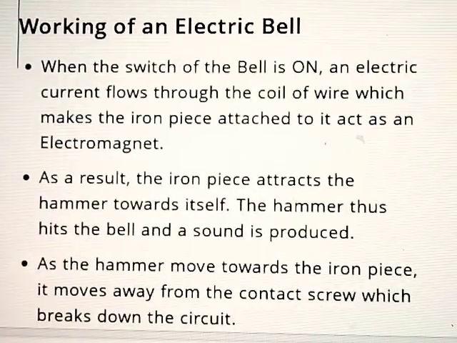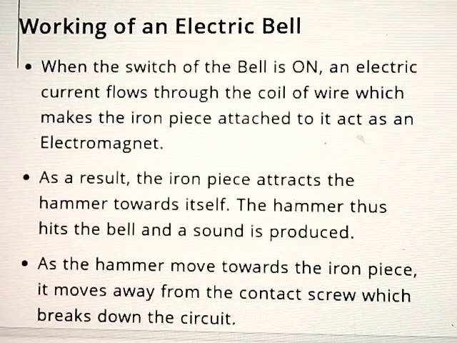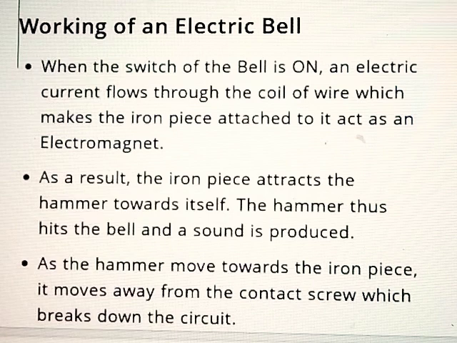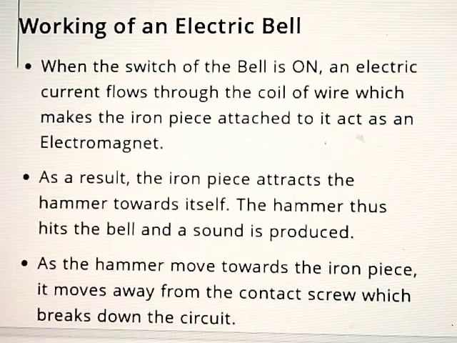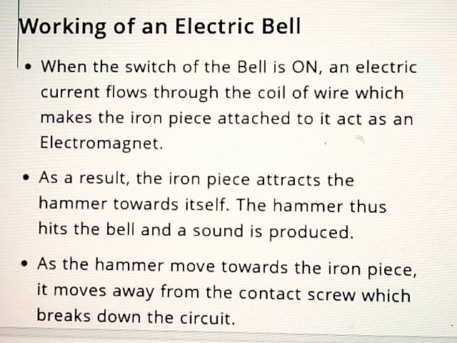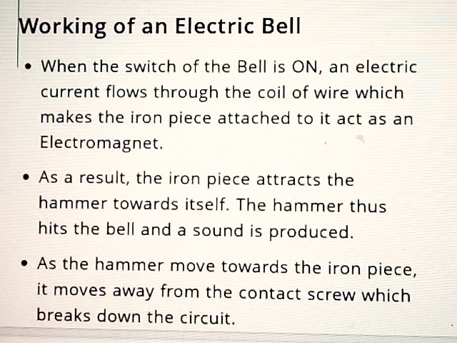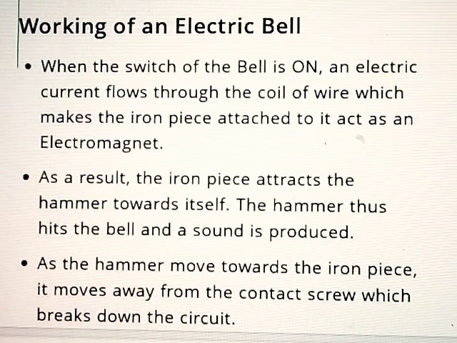Working of an electric bell. When the switch of the bell is on, an electric current flows through the coil of wire which makes the iron piece attached to it act as an electromagnet. As a result, the iron piece attracts the hammer towards itself. The hammer thus hits the bell and a sound is produced.